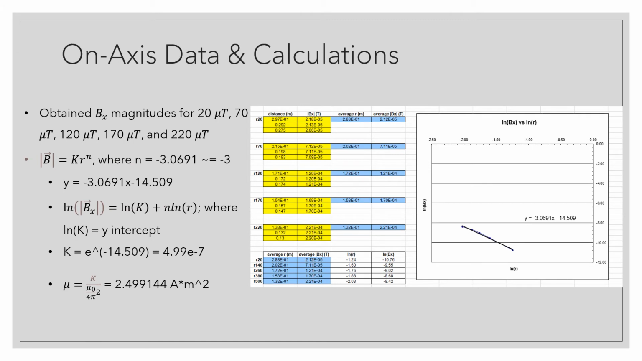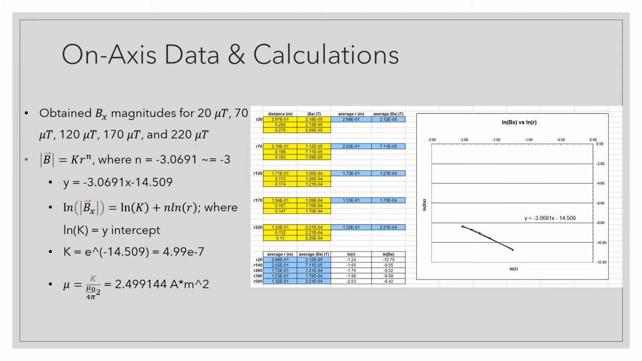In order to obtain mu, we first applied the natural log of our Bx values versus the natural log of the distances between the magnet and sensor that would allow for the magnitudes to be 20, 70, 120, and 220 microteslas. We then were provided a line of best fit where m was our n value in the distance dependency formula, which is the magnitude of B of the bar magnet, is equal to k r to the nth power, and b was the natural log of k.